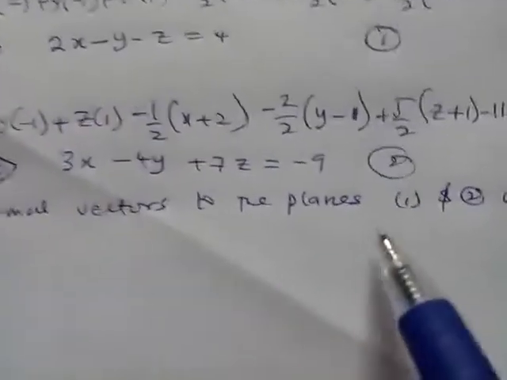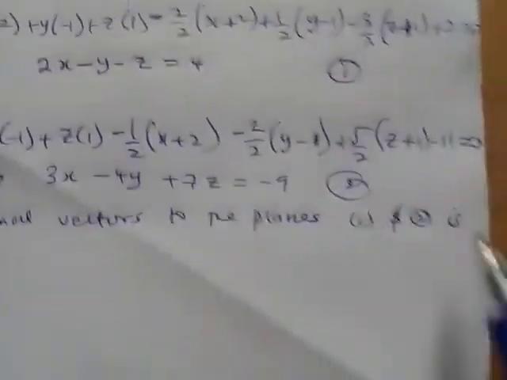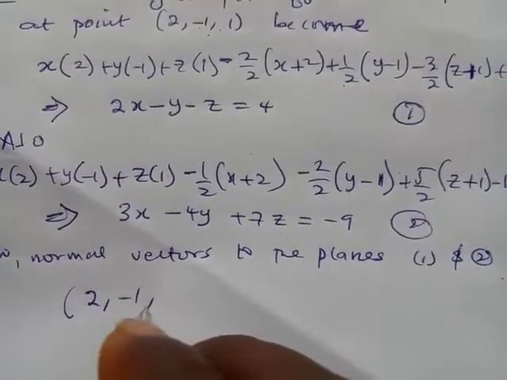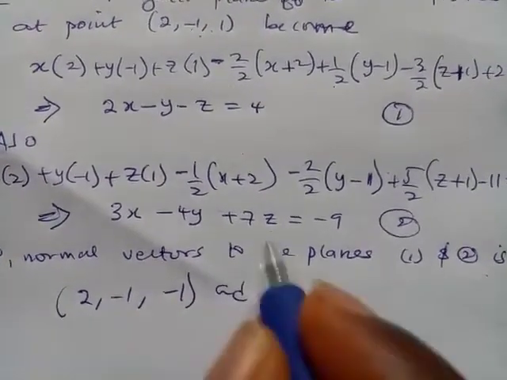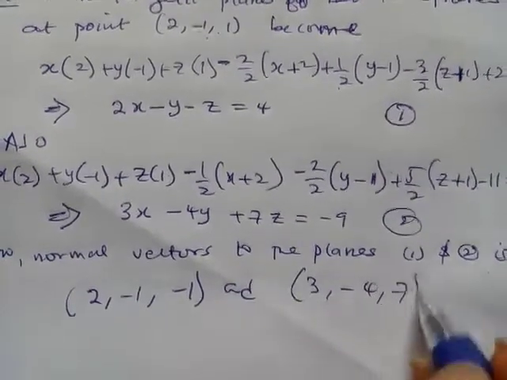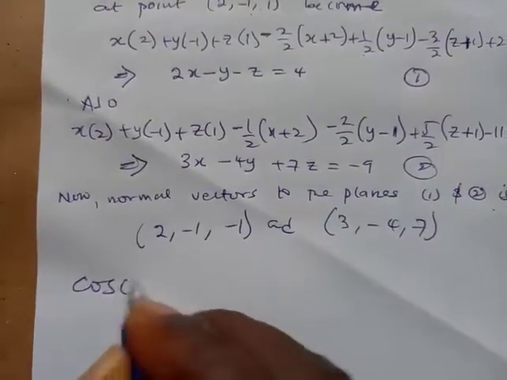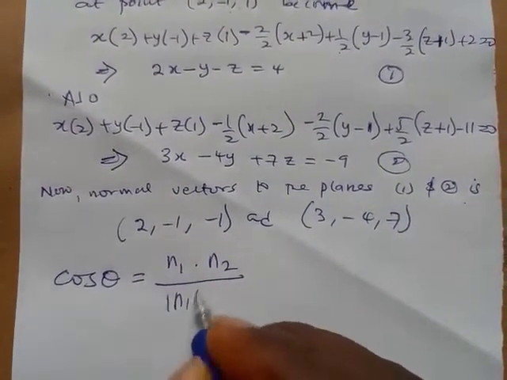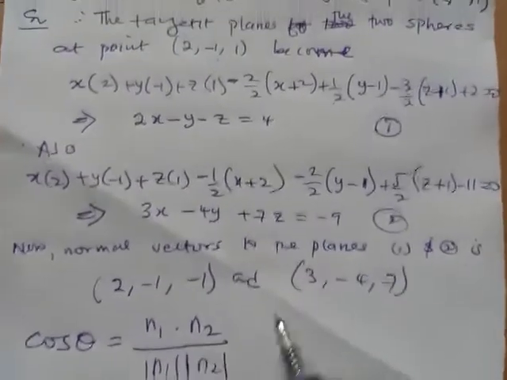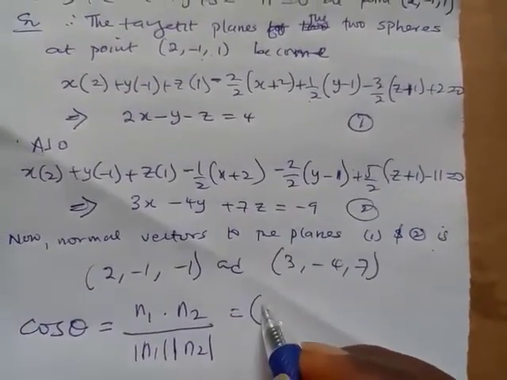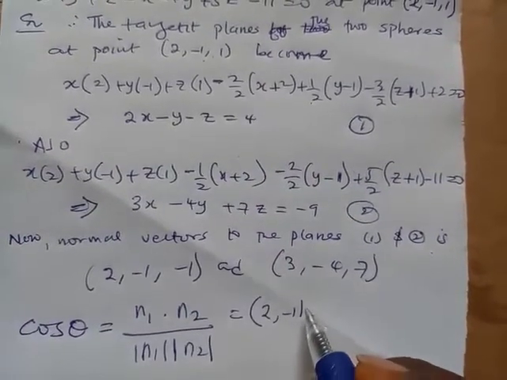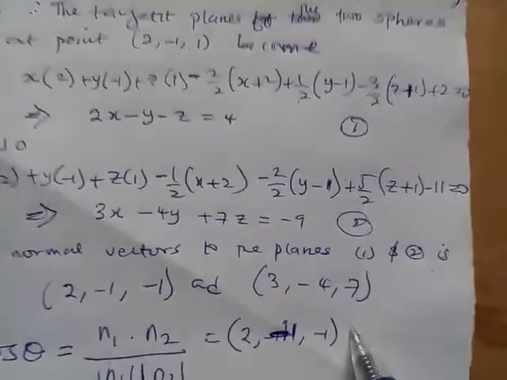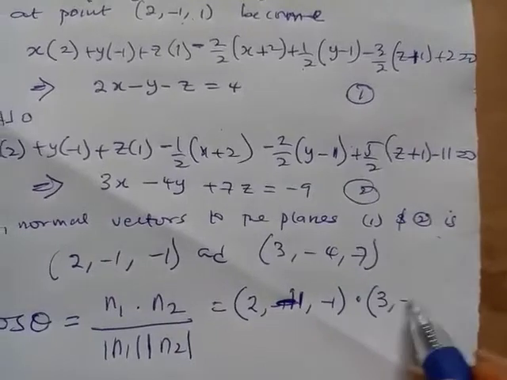Before we find the angle between these, we need to find the normal vectors to these two planes. The normal vector of the first plane is 2 comma minus 1 comma minus 1, and the second plane is 3 comma minus 4 comma 7. If you still remember, the formula is cos theta equals n1 dot n2 over the absolute value of n1 times the absolute value of n2. Theta is what we are looking for. So this is 2 comma minus 1 comma minus 1, dot the second one, 3 comma minus 4 comma 7.